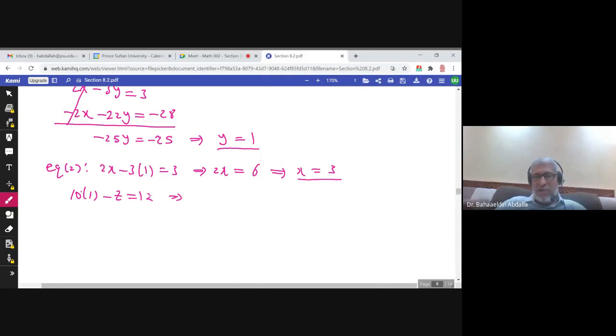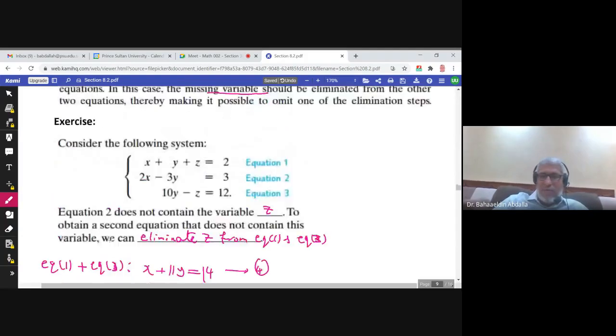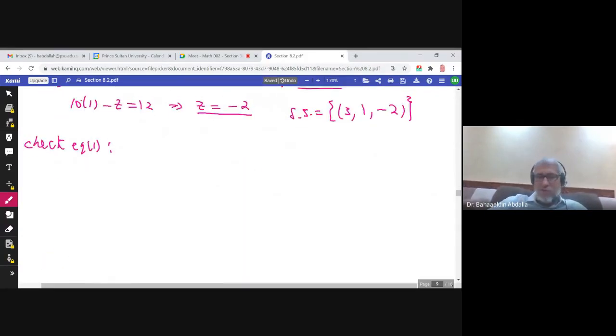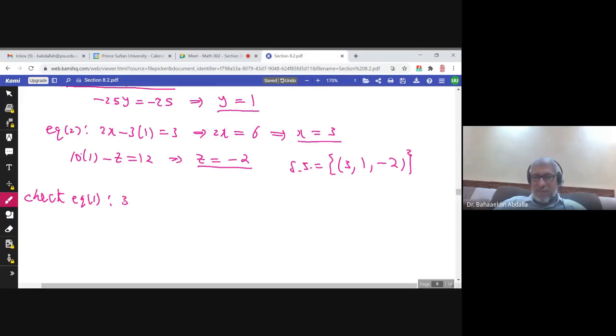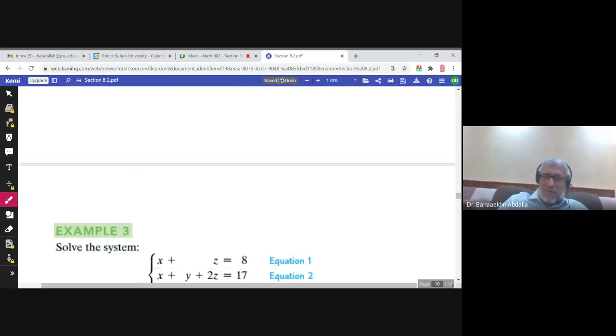If you take z to this side and 12 to this side, z would be -2. So the solution set consists of x = 3, y = 1, and z = -2. I can check my answers in equation 1. Equation 1: x + y + z = 2. Is this correct? x is 3, plus y, plus z: 4 minus 2 is 2. Correct. So my answer is correct.